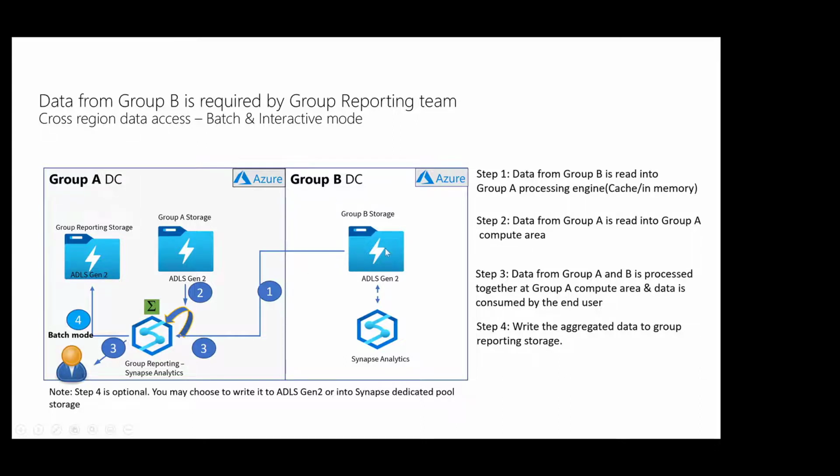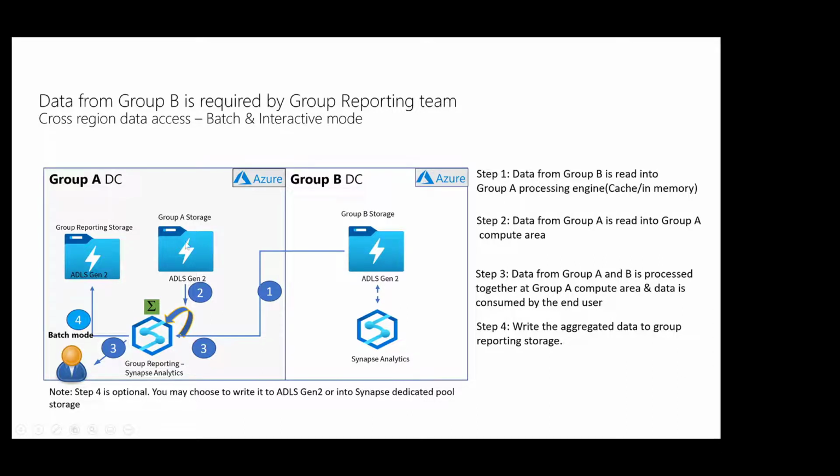So you have group B with group B storage and group B's compute on Synapse Analytics. It could be dedicated pool, it could be serverless, or it could be any other compute that they would like. It could be even Spark, right? So this is independent. But when we want to move data from group B to group A, I'm having group reporting data separately and group reporting analytics, Synapse Analytics for compute separately.